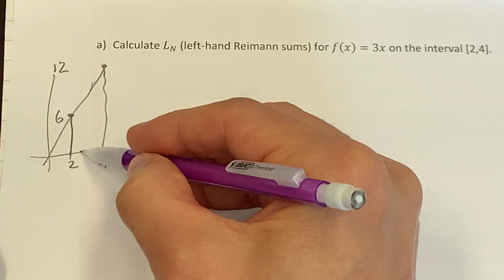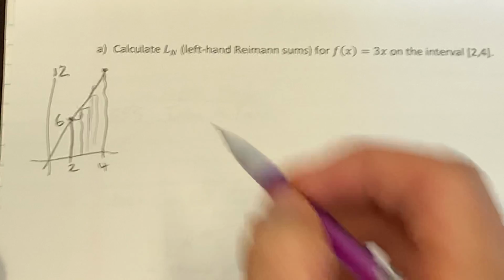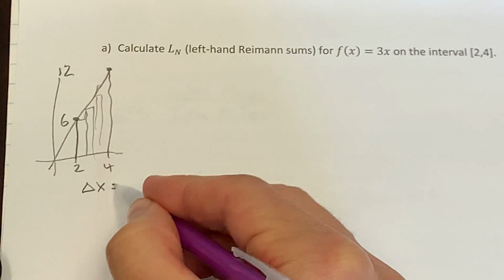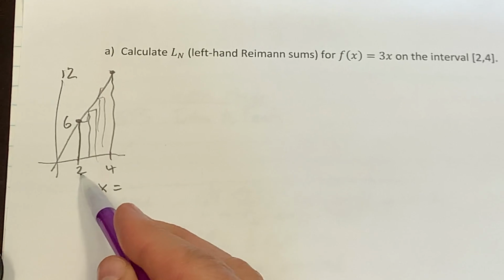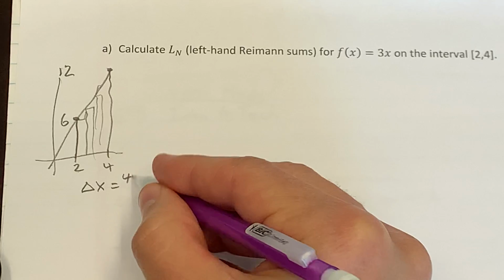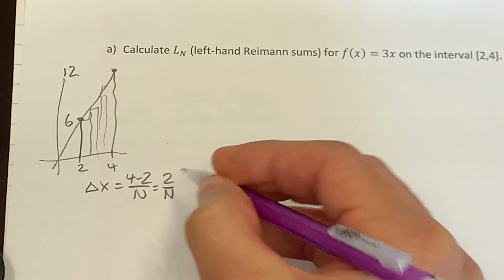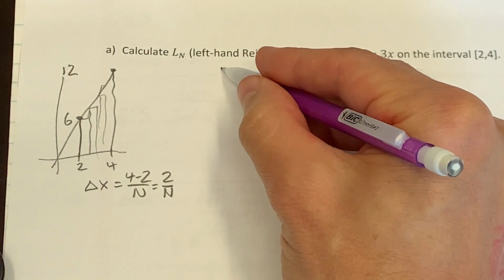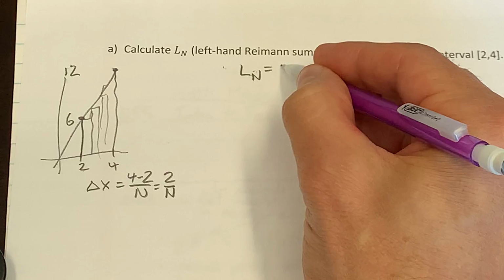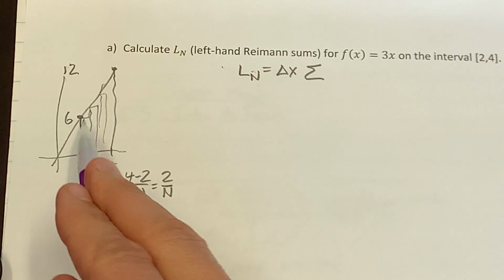And so we're just taking a bunch of rectangles here, left-hand sums. And so how wide are the rectangles? Delta x, that's b minus a over how many rectangles? So 4 minus 2 over n, delta x is going to be 2 over n. And what's the equation for the left-hand Riemann sum? You might remember it's the width of each box times the sum of the heights of each box.